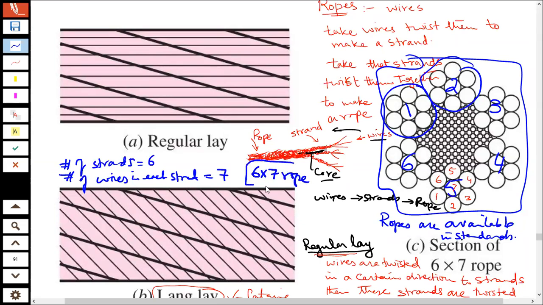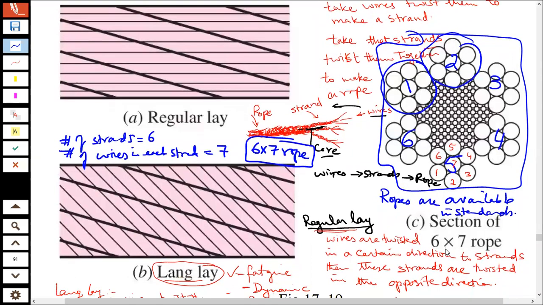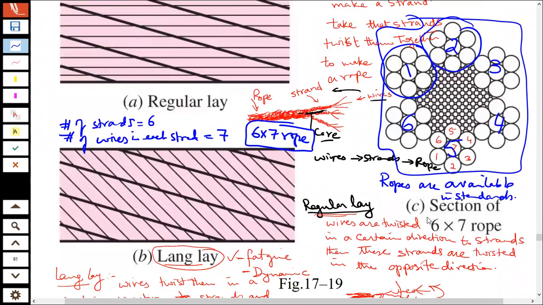This is how we represent a rope. This is a section of a 6 by 7 rope, because there are seven wires in each of the strands, and then there are six strands in the rope. What you see inside is known as the core.